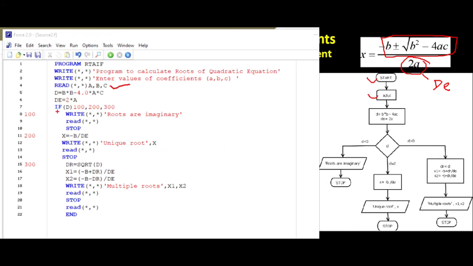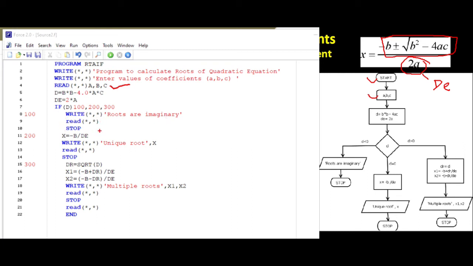Then we will write: if b square minus 4ac is negative, it will go to 100. If it is 0, it will go to 200, and if it is positive, it will go to 300. Now if b square minus 4ac is negative, it means roots are imaginary, right? So in front of the 100 statement we will write roots are imaginary and then stop.